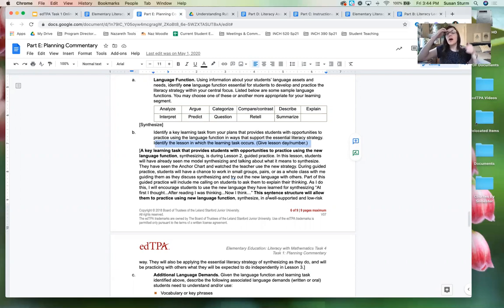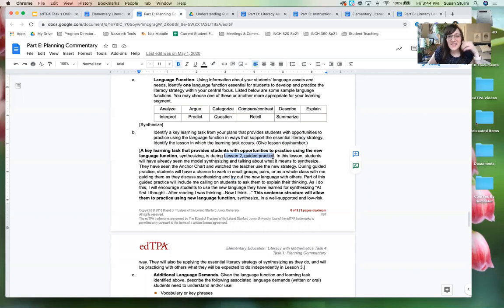where you're showing your students getting to engage with practicing the language function. I encourage all of you to write about lesson 2, because in lesson 1, you're modeling. They don't get to practice anything in lesson 1. In lesson 2, that is the day where you're purposely giving them a chance to try something in a safe space where they're using the rubric, but they're with a friend, or you're still facilitating whole group. You're there to help them talk about day 2. So you can see this person wrote a key learning task that allows them to practice using the new language function of synthesizing is lesson 2 guided practice.